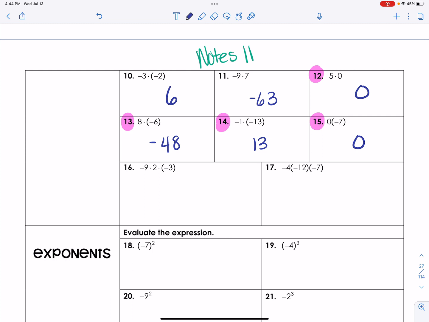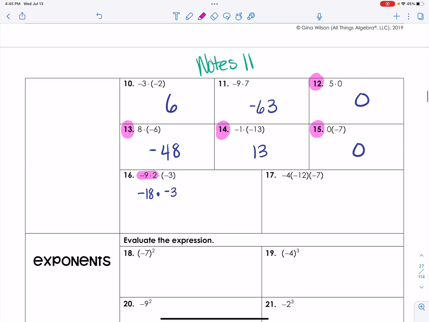Okay, now I didn't have you do 16 because that's 3 numbers. So what you're going to do is you can multiply 2 at the same time. So that's a negative 18 times a negative 3. First you're going to multiply the first 2 together. And now you're going to multiply those together. So 18 times 3, you have your little table, but it's 54. And since they're both negative, it's going to be a positive 54.